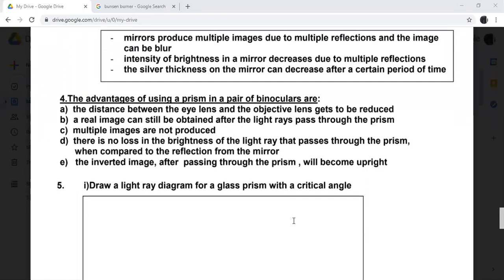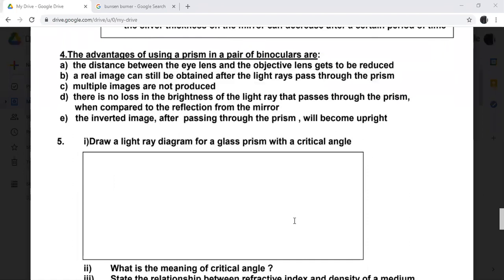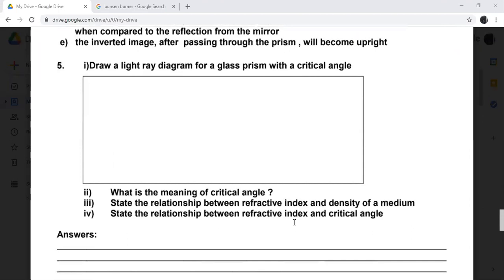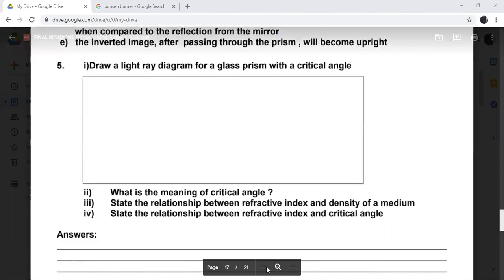Okay. So here, draw a light ray diagram for a glass prism with a critical angle, which I think all of you know already. Then, what is the meaning of critical angle? State the relationship between refractive index and density of a medium. State the relationship between the refractive index and critical angle. Okay, let's discuss this now. Light ray diagram for a glass prism with critical angle.